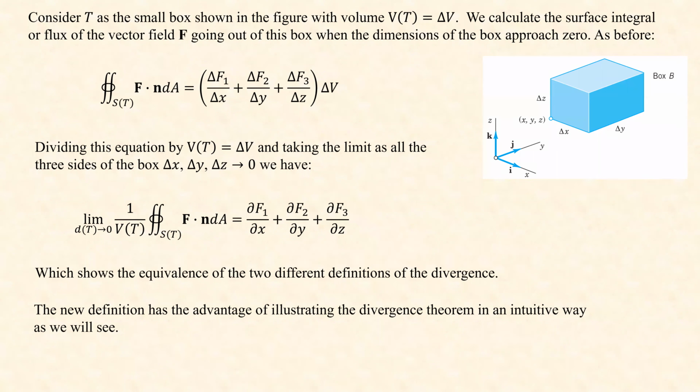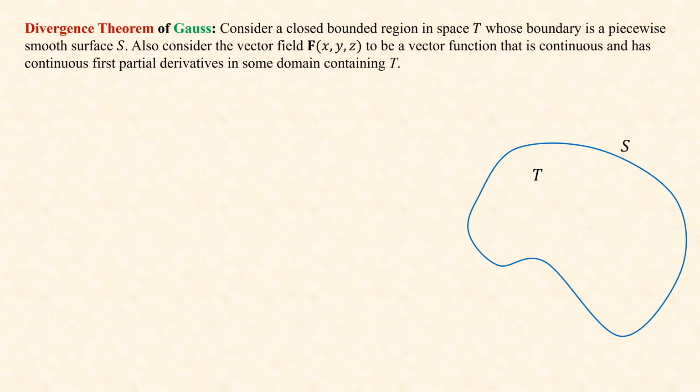All right, so we're going now to basically derive the divergence theorem, or show the proof of the divergence theorem. It is not a concrete proof, but it is an intuitive way of understanding the divergence theorem of Gauss. All right, so this is the setup. Consider a closed bounded region in space T. This is the bounded space, the volume, the three-dimensional region called T, whose boundary is a piecewise smooth surface S. So this S is the surface of the boundary, and it's a piecewise smooth surface.